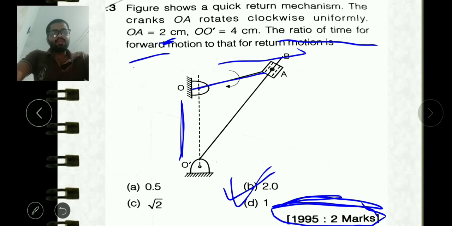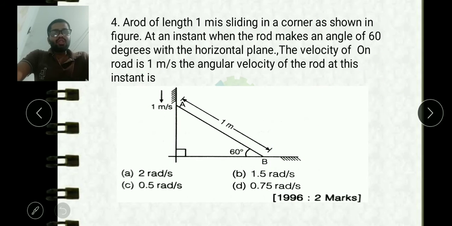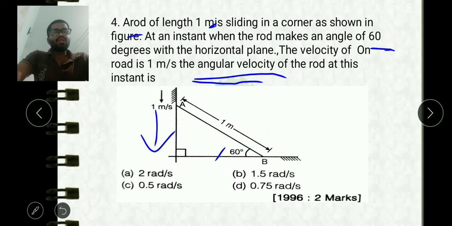So let us move forward and discuss some more questions. Here it is question number 4, that is a rod of length 1 meter sliding in a corner as shown in the figure. At an instant when the rod makes an angle of 60 degrees with the horizontal plane, the velocity is given as 1 meter per second, and we need to calculate the angular velocity of the rod at this instant.